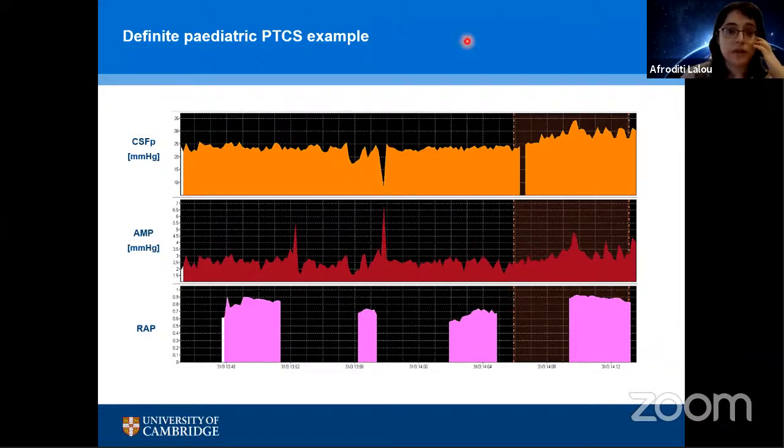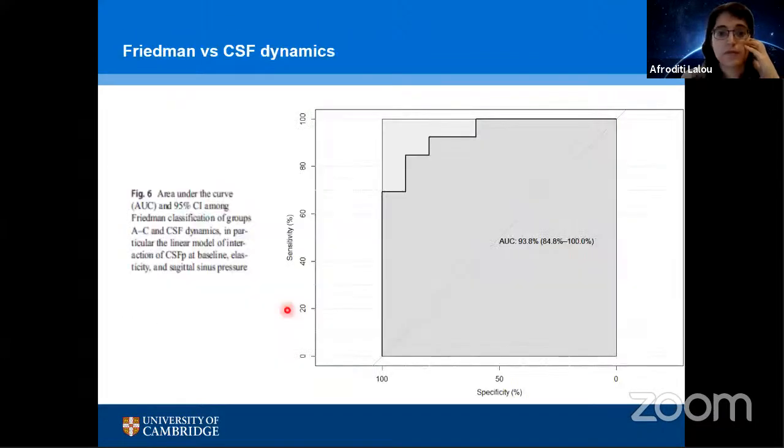So overall, what we can see here as an example of definite IIH in pediatric patients is this pattern of raised CSF pressure. Of course, as we said, there's a definition of raised pressure over 20 millimeters of mercury in this group. We also notice depleted compensatory reserve, as highlighted here by a high RAP, which is the measurement of compensatory reserve. And as we said, they have stiffer brains.